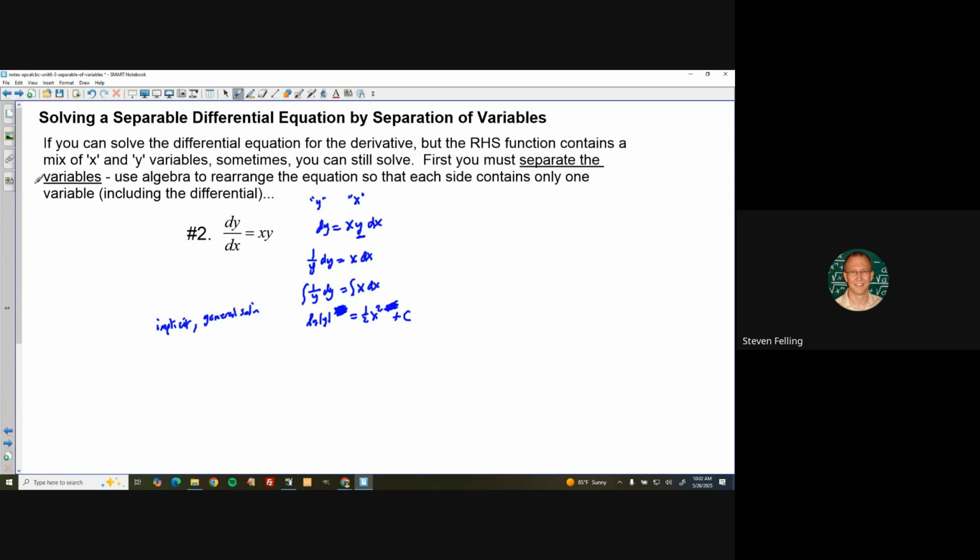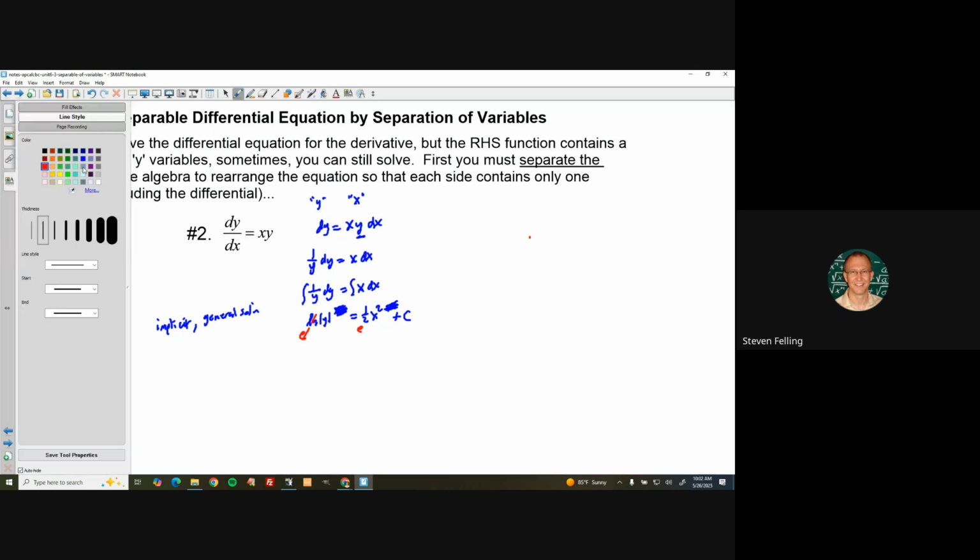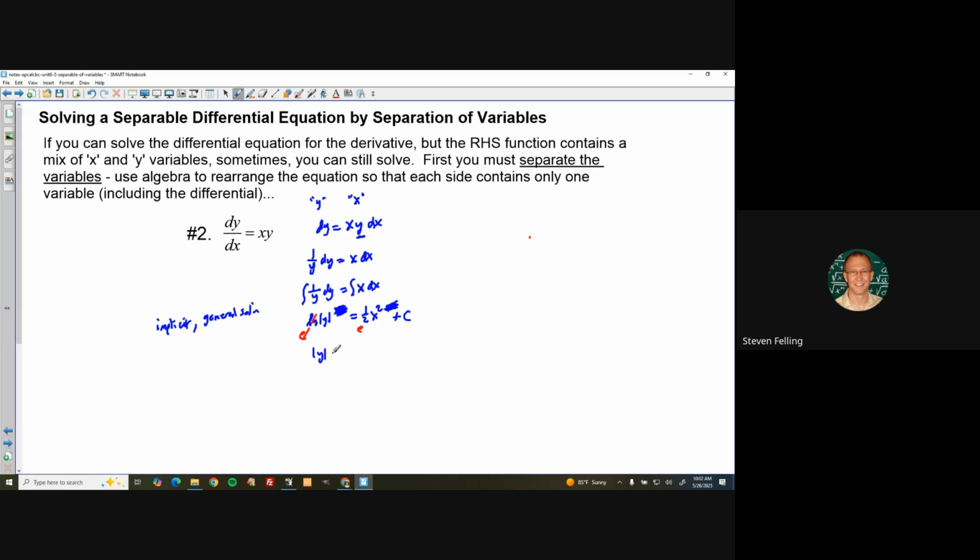So what I would do is to clear this y from inside the natural log, I'm going to say e to the left side equals e to the right side, because natural log and e are inverse functions, so they cancel each other out. And that means I would have absolute value of y equals e raised to the 1/2 x squared plus c.